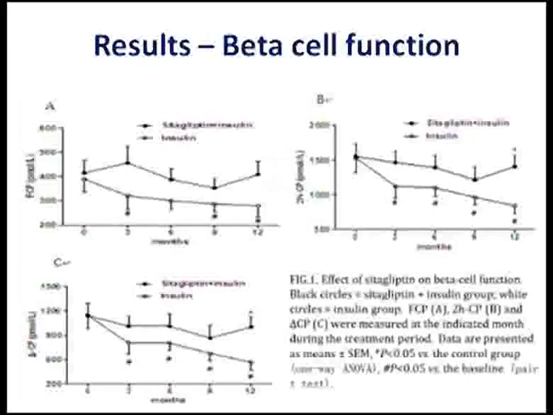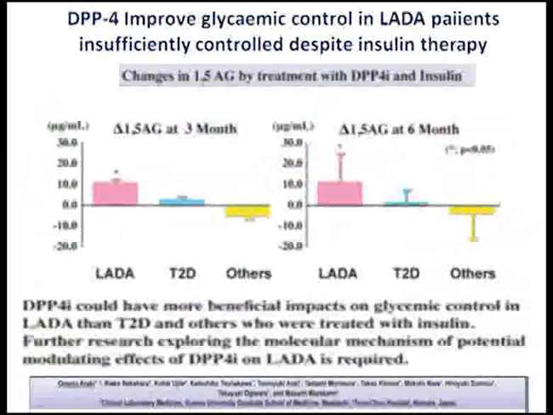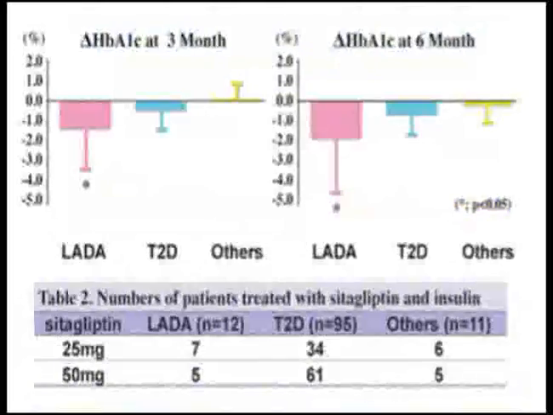This was another study where DPP-4 inhibitors given to LADA patients controlled them much better despite insulin therapy, when they showed in the graph well-maintained high levels of 1,5-anhydroglucitol at 3 months, and the HbA1c was reduced much better than in patients who were on insulin alone.